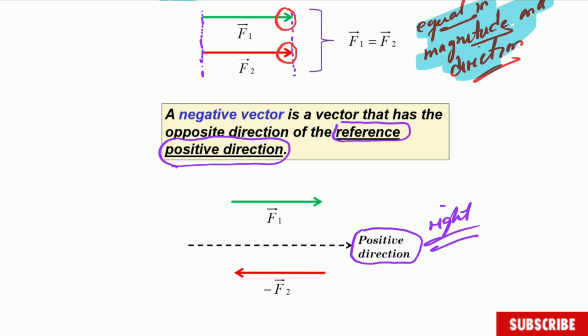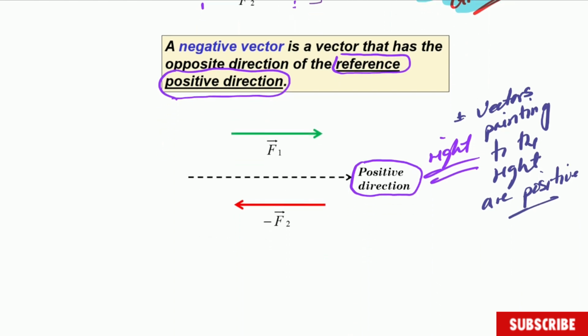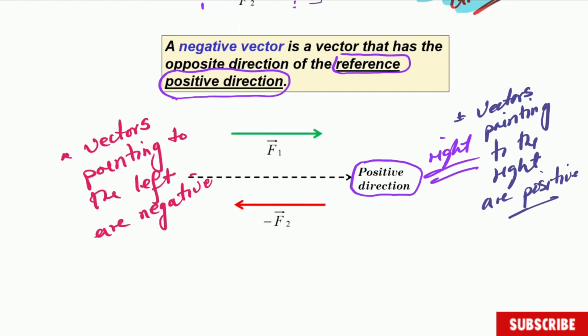So all the vectors that are pointing to the right are going to be positive vectors. Remember, this is by convention. So in this case, right was taken as positive, and therefore any vector that is pointing to the left is going to be negative. Why is that? Because of the direction. It was taking positive direction to the right, for instance.